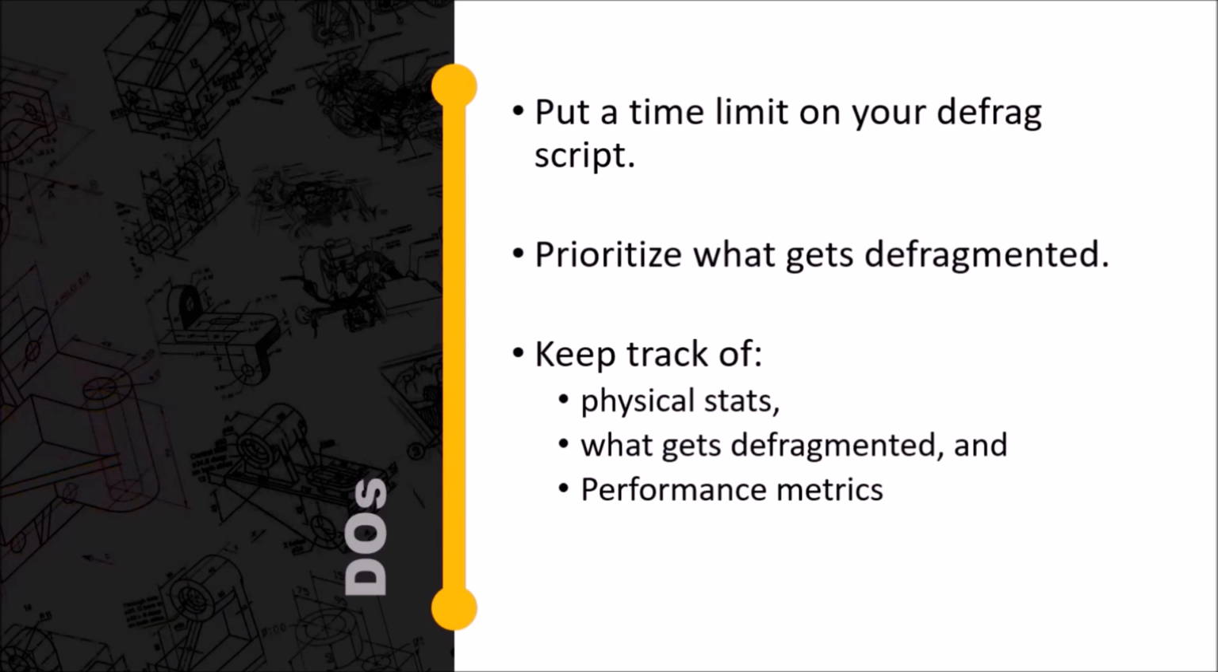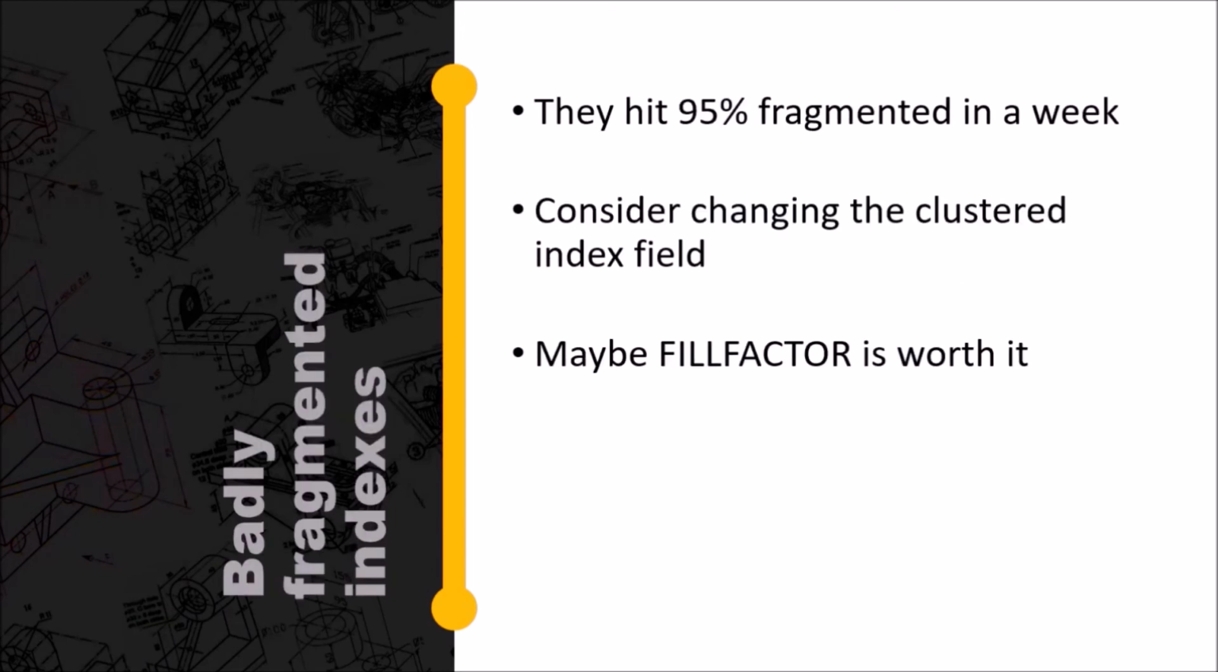Also try and keep track of those physical stats, what you've been defragmenting, and any additional performance metrics to see if those defragmenting processes have actually made an improvement. I have some additional do's for the badly fragmented indexes. And those are the ones that, after you've defragmented them, get back up to 95% fragmented in a week. In those cases, I would consider changing what you're using as your clustered index. Maybe it's not an identity field or some other sequentially created value. And then again, maybe you should be considering using fill factor with the warnings that I gave you before.